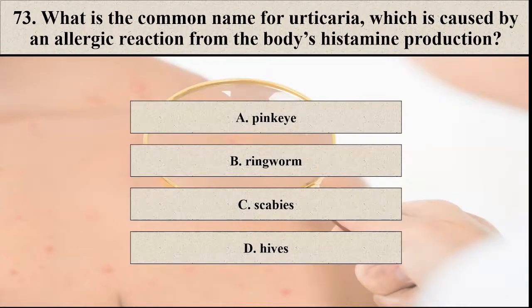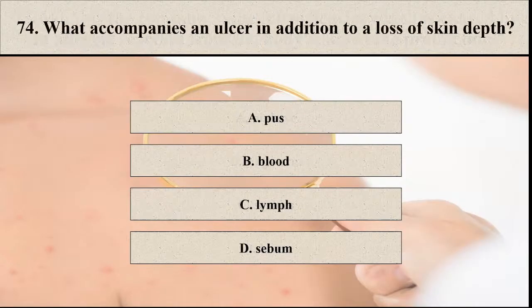What is the common name for urticaria, which is caused by an allergic reaction from the body's histamine production? Is it pink eye, ringworm, scabies, hives? If you chose D, hives, you are correct.